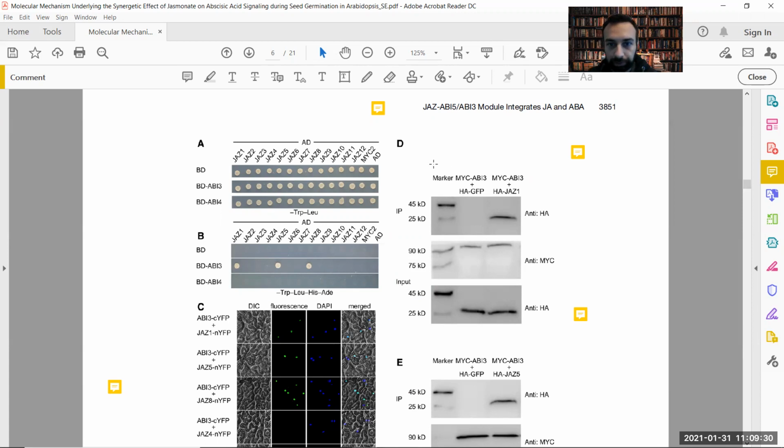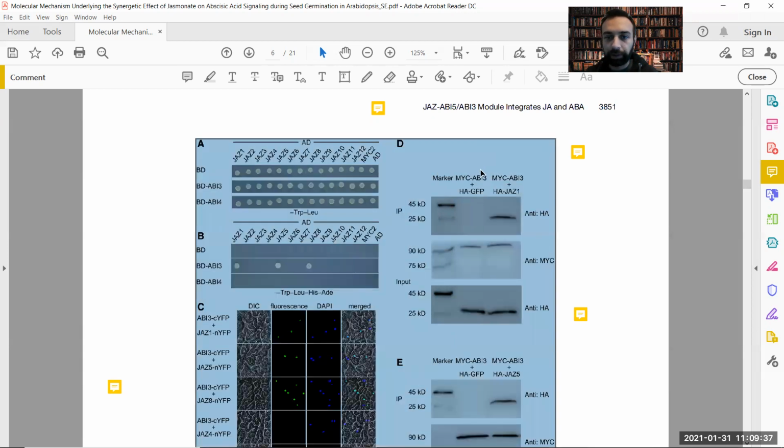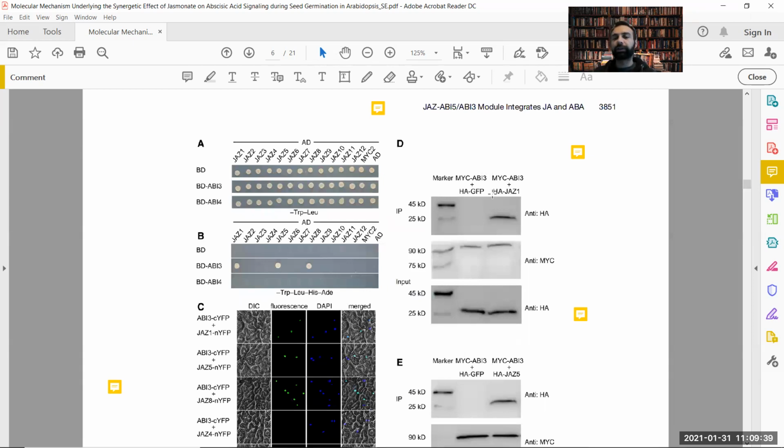Okay, here we have the marker, just showing the molecular weight of the protein. For this experiment, they put these two different constructs in the same cell, in the same tissue. Nicotiana benthamiana, the tobacco plant, is used. Sorry, I forgot the name, tütün in Turkish. This plant is used, and then we express these two constructs.